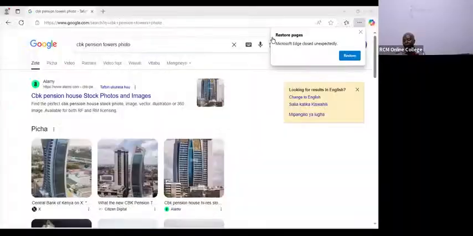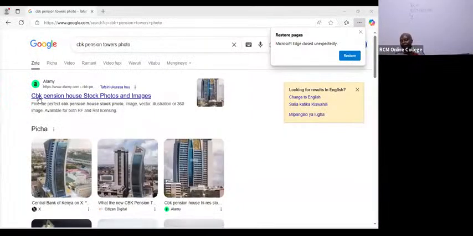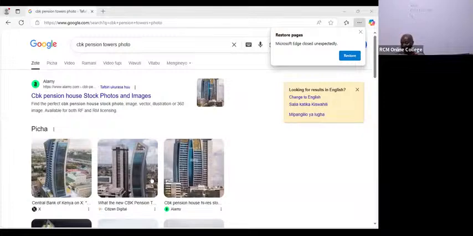Now, please, ladies and gentlemen, look at this CBK Pension House. You can see the Central Bank of Kenya. If you're walking around the KRA, you must have been able to see this building, a big building. If you look at it very closely, this building is bending like this.